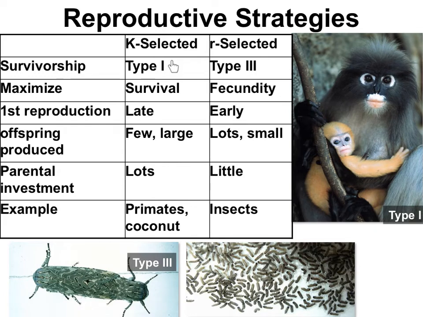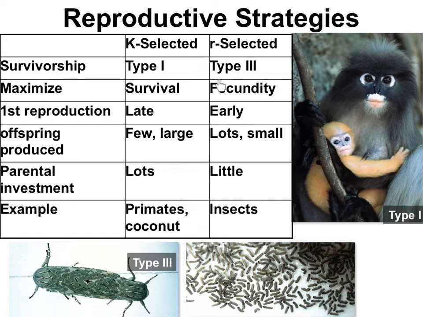Type 1 species have the K-selected life history. These species maximize the survival of each offspring. To this end, type 1 K-selected species tend to start reproducing relatively late in life, have just a few large offspring at a time and invest a lot of time and energy in parental care. Examples of type 1 K-selected species include primates and coconut trees.